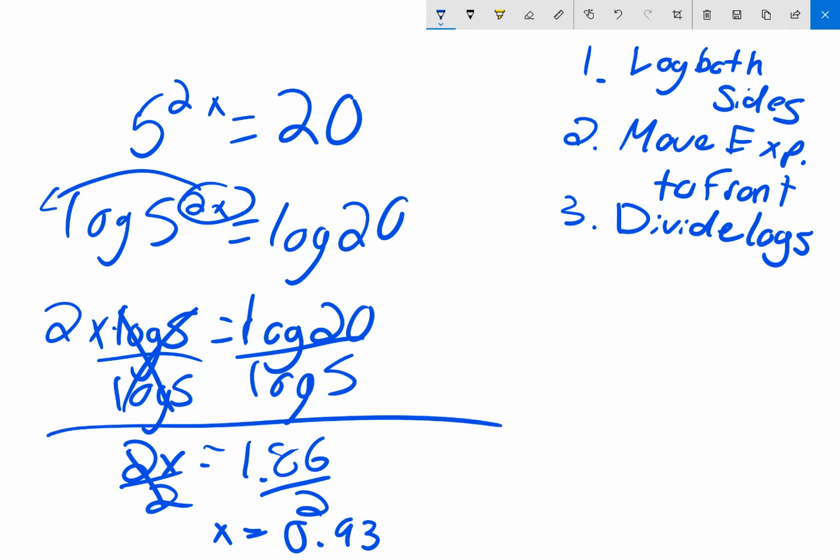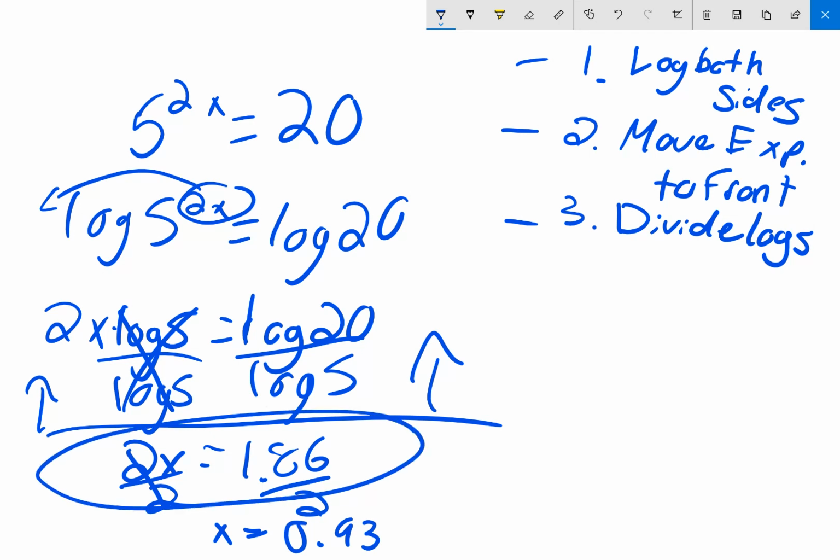Basically, everything above that line here was these 3 steps. These 3 steps are extremely repetitive for all these problems. Everything below that line is basically a normal math equation, right? And hopefully you can solve a normal math equation. So let's try number 2.